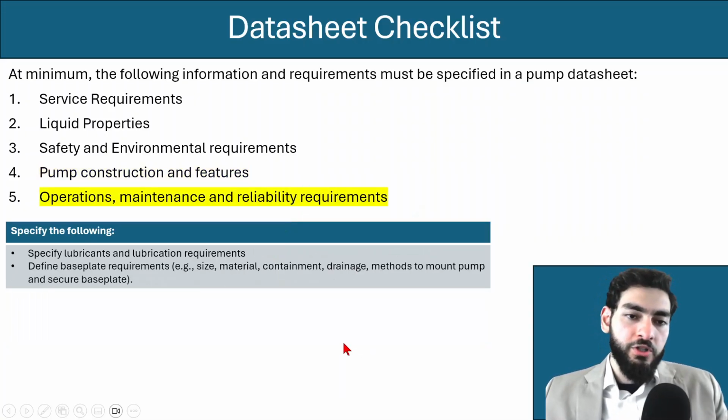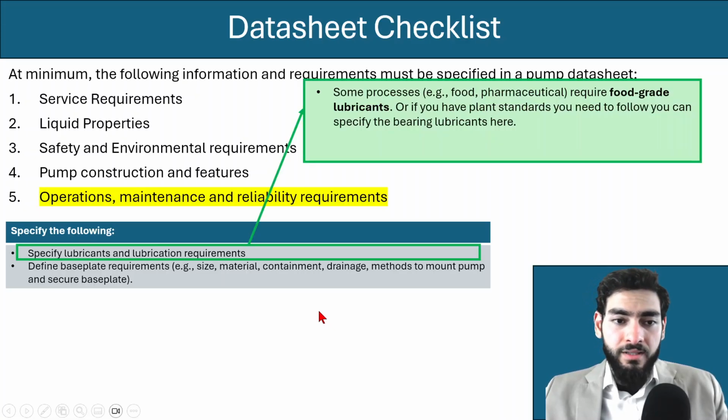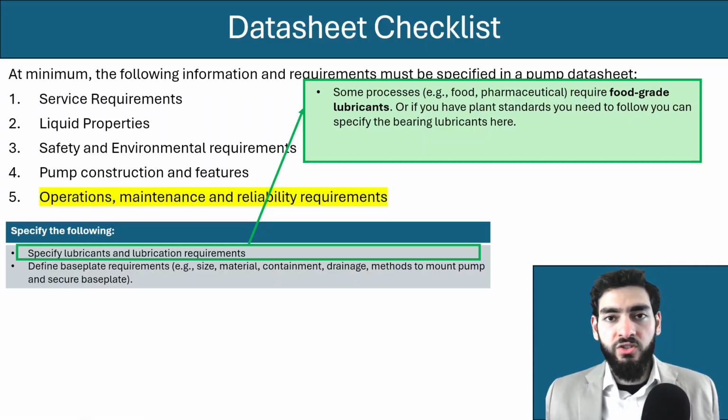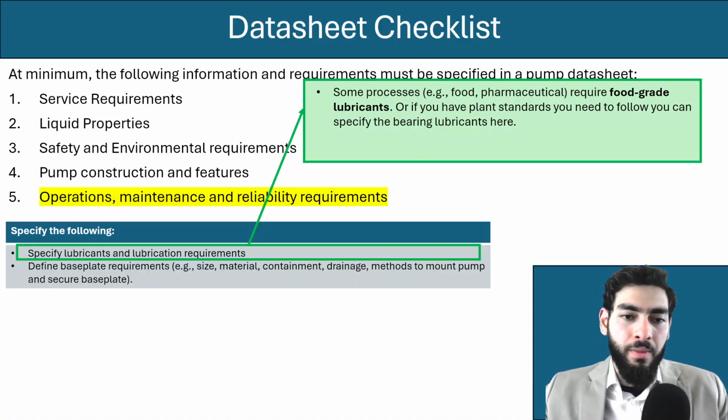In terms of operations, maintenance, and reliability requirements, you want to specify the lubricants and the lubrication requirements, because some processes, such as in the food and pharma industries, require food-grade lubricants, or for instance, if you have plant standards you need to follow, you can specify the bearing lubricants here.